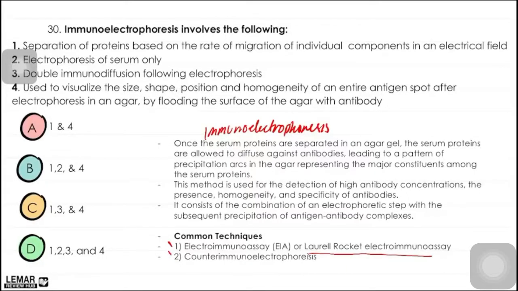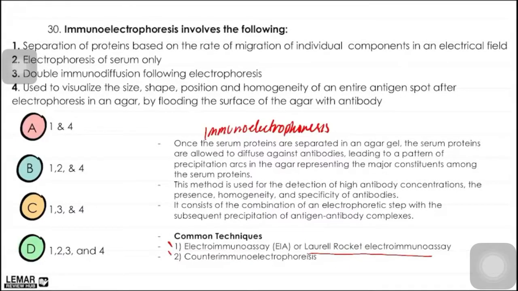So, what will happen is that an antigen and antibody reaction will happen. This will result in the formation of rocket-shaped precipitate peaks. Their height and area are linearly related to the antigen concentration. So, this technique would allow quantitative analysis of antigens.